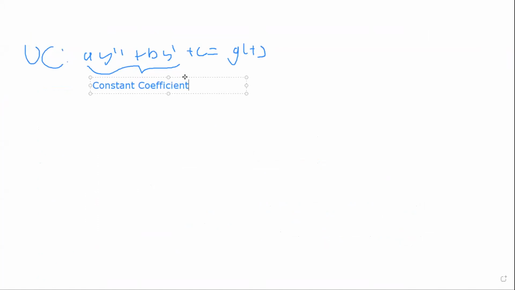When would you use undetermined coefficients? Constant coefficients. So if you have a y double prime plus b y prime plus c y equals some function, let's call it g of t. So we'll write undetermined coefficients. And that's when you can use undetermined coefficients. And that's a good way to think about when to use it.